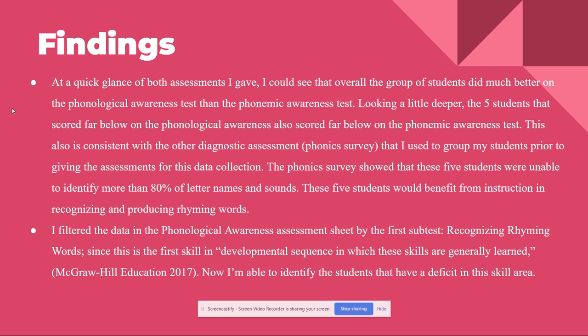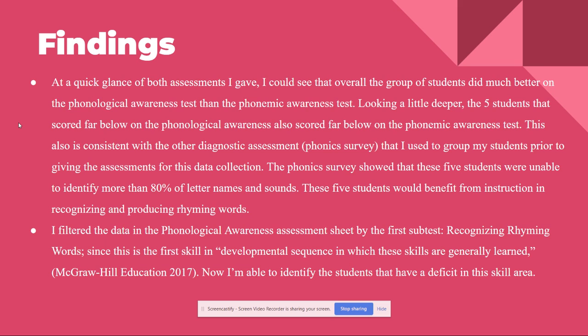So my findings, at a quick glance of both assessments I gave, were that the overall group of students did much better on the phonological awareness test than the phonemic awareness test. Looking a little deeper, the 5 students that scored far below on the phonological awareness also scored far below on the phonemic awareness test. This also is consistent with the other diagnostic assessment, the phonics survey, that they were assessed with at the end of kindergarten and also reassessed at the beginning of first grade. And I used that to identify the students that came to my group.